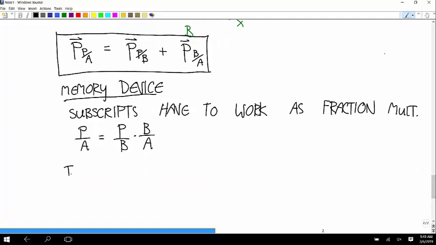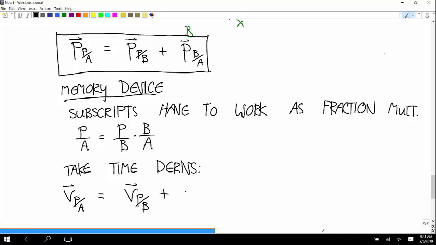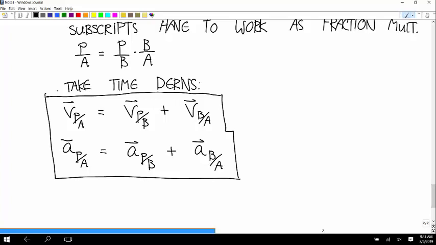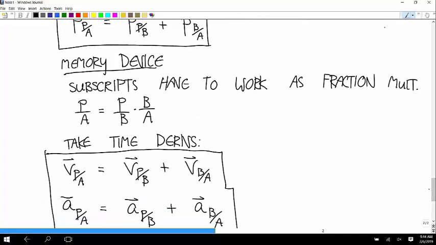And you can take the time derivatives of this whole equation, and those give you relationships between velocity and acceleration too. And so you get that the velocity of P relative to A is equal to the velocity of P relative to B plus the velocity of B relative to A. And acceleration of P relative to A is equal to the acceleration of P relative to B plus the acceleration of B relative to A. So these are the relative motion equations, these three equations.